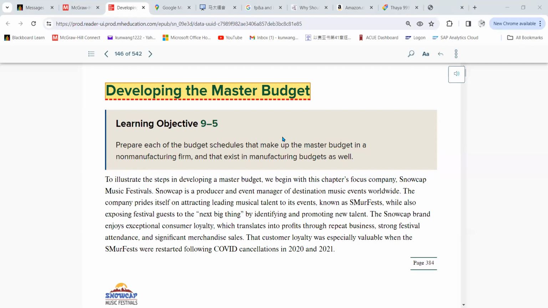Most of the budgets we introduce in this service case can be extended to merchandiser or manufacturer budgets as well, because they mostly share the same framework, but with adjustments for the unique needs of the other two industries. So in this video, we'll focus on the music event organizing budget.